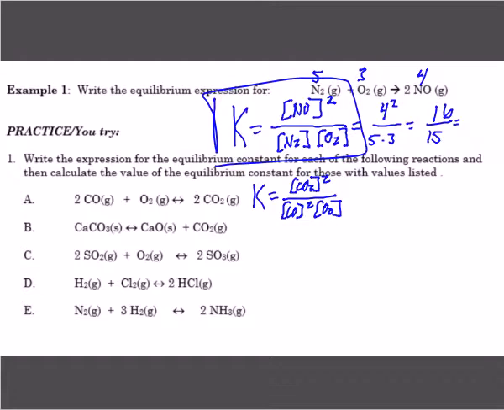Letter B, are they all going to be included? No, so you're going to cross the ones out, guys, that won't be included. So really all this is going to be, for letter B, K equals the concentration of CO2. Now, you could write it as CO2 times 1 divided by 1, but those 1s would just cancel out and you wouldn't even worry about it.